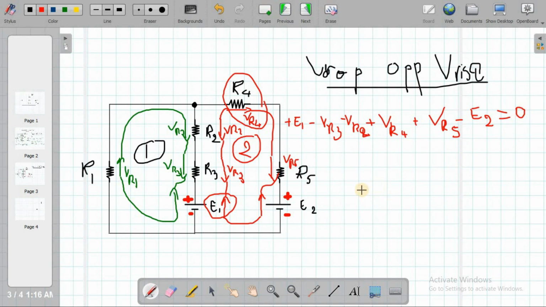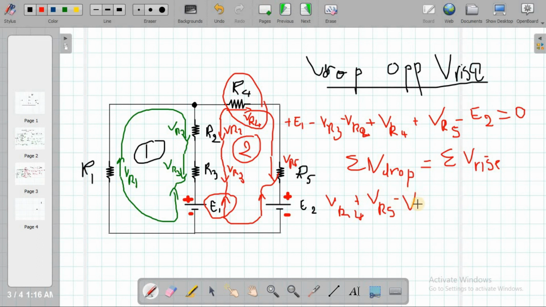From here we can apply the rule from the study guide, which says the sum of voltage drops equals the sum of voltage rises. My voltage drops are the voltages across the resistors. So let's start with the positive ones: VR4 plus VR5 minus VR3 minus VR2.